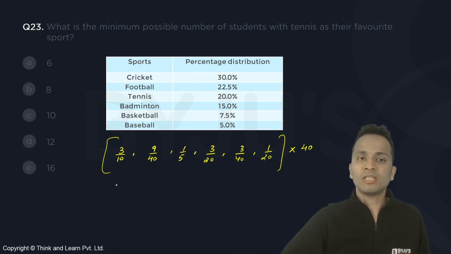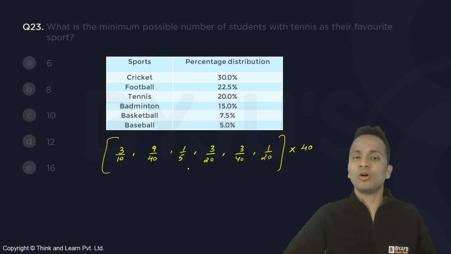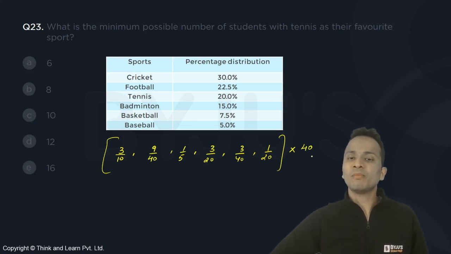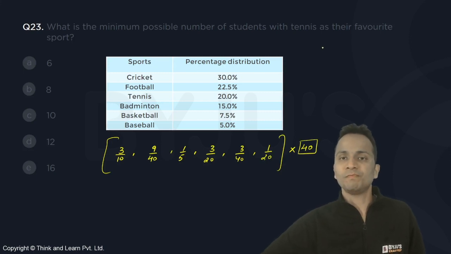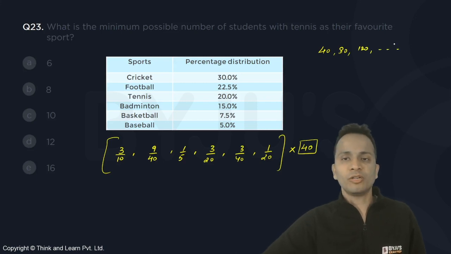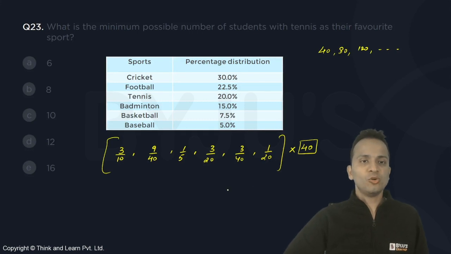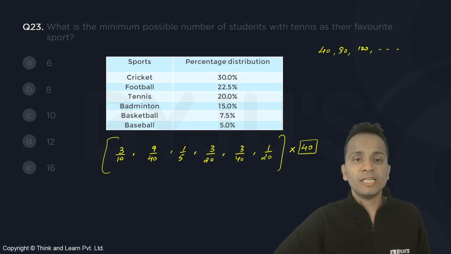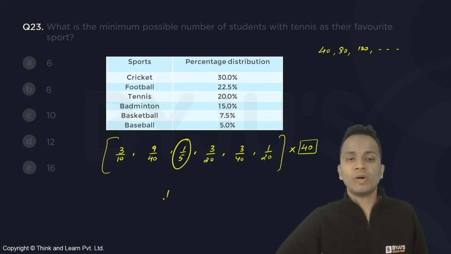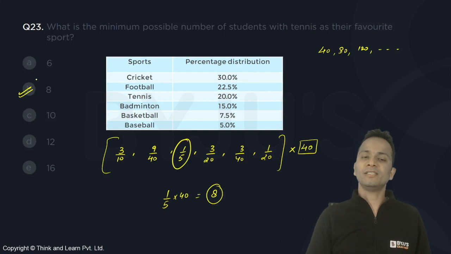So now I can find out the minimum number of students for all these sports. Okay. So I can say that the number of students has to be a multiple of 40. So it can be 40, 80, 120 and so on. So number of students should be a multiple of 40. All right. So I can now write the minimum possible number of students for all these sports. I need it for tennis. That means this one. So 1 by 5 multiplied by 40. So it will be equal to 8. So minimum number of students in tennis is equal to 8.